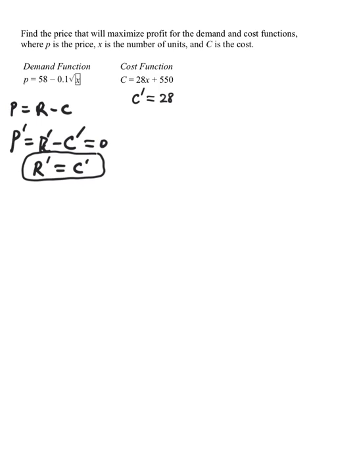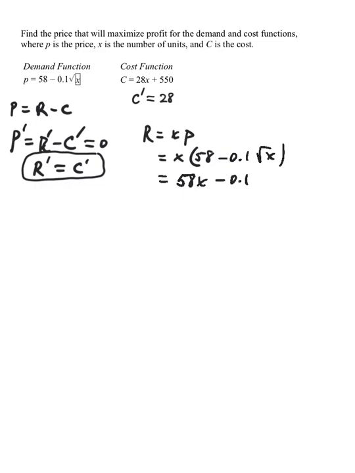So recall, revenue can be built from X times P. X times 58 minus 0.1 square root of X. That's 58X minus 0.1.